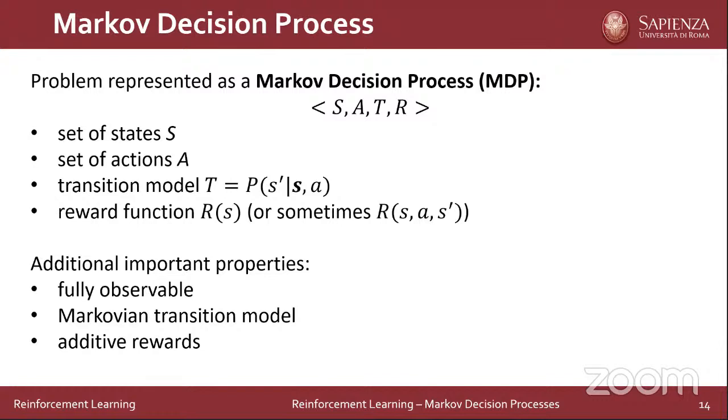So typically we model a Markov decision process as a tuple composed by S, A, T, R, where S is the set of states that compose the Markov decision process. A is the set of actions that are available to the agent. T is the transition model, which is typically unknown by the agent. So the agent doesn't know the transition function. Okay? It's not known by the agent. Otherwise, the problem would become very simple. In reinforcement learning, the transition function is unknown.